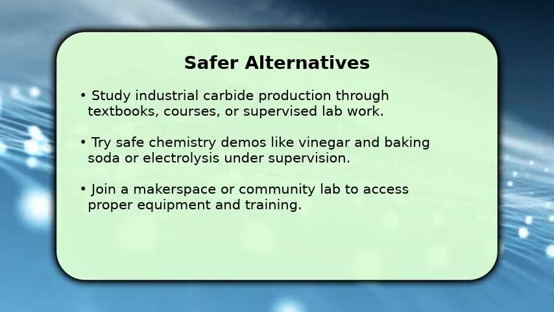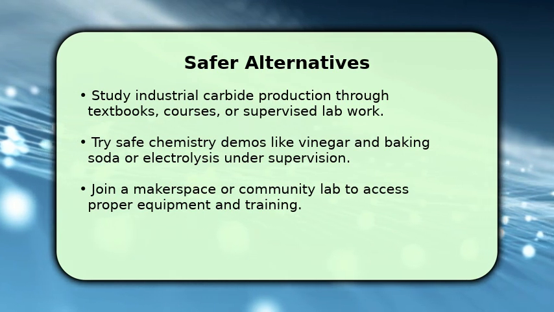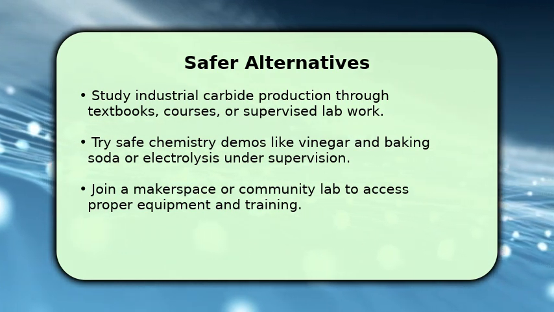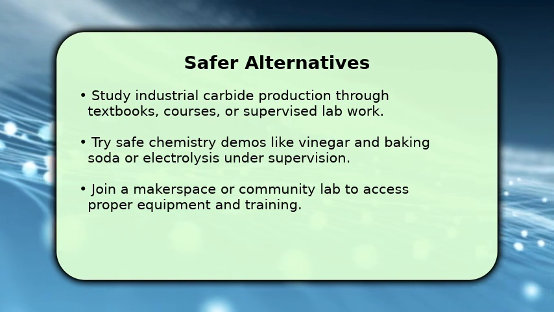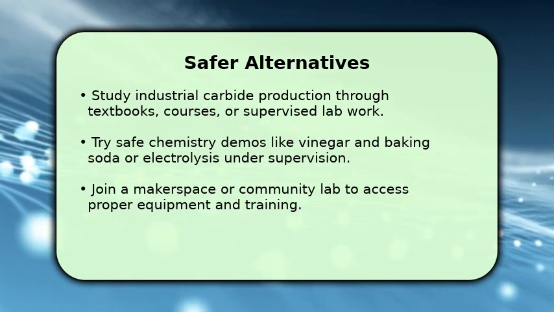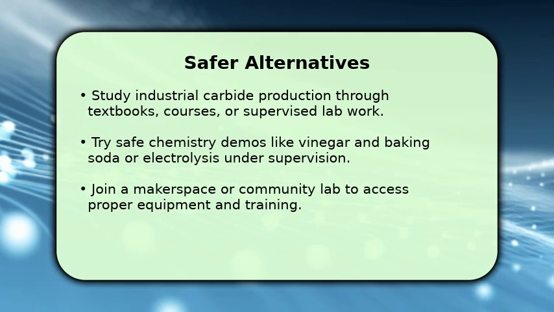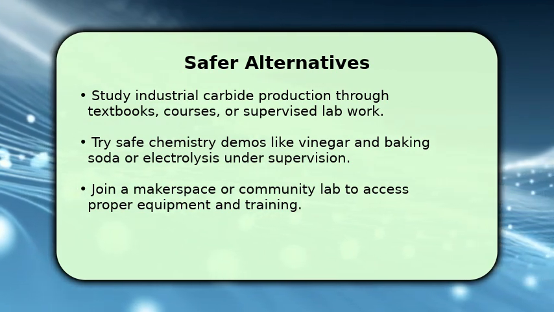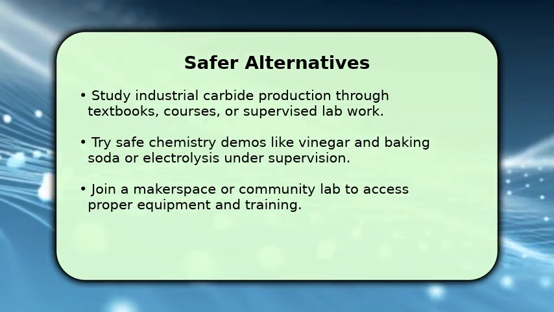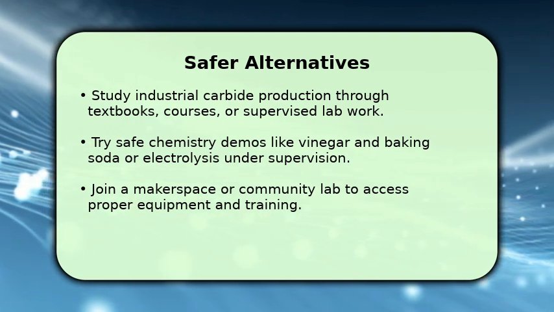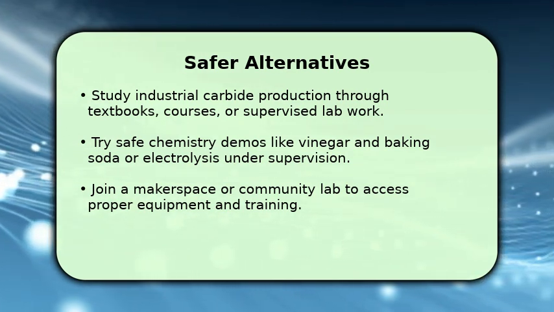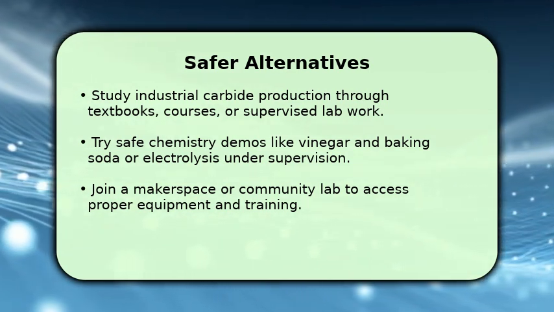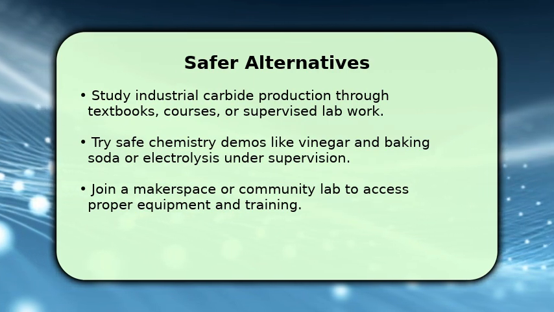Instead of attempting hazardous synthesis, pursue safe alternatives like guided lab courses, supervised demos, or household chemistry that teaches core principles. Visit a community lab or university outreach program to see industrial equipment in controlled conditions. These options let you learn chemistry techniques, understand risks, and gain real skills without endangering yourself or others.